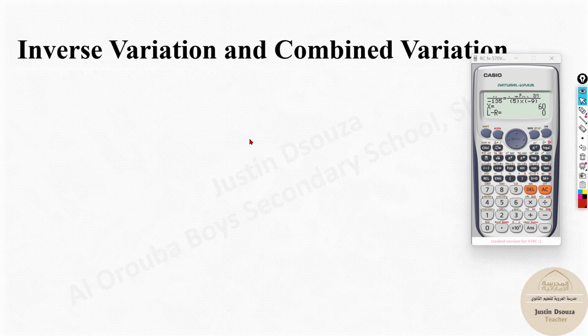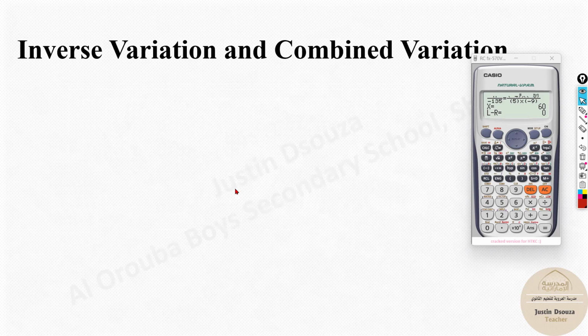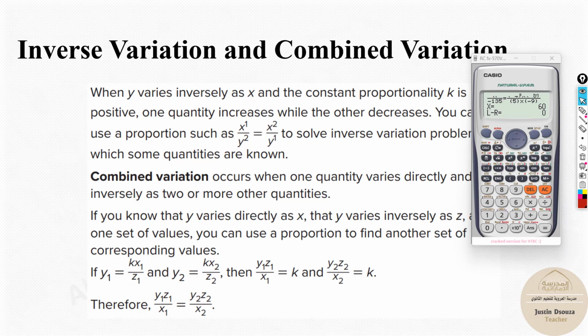Now let us see inverse and combined variation. Basically inverse variation is something that is inversely 1 by x. This k cancels out, so you can just write 1 by x, or you can write xy. It's up to you, but it's really easier to understand by 1 by x, okay? So now combined would be, one would be directly varying, one would be inversely varying, okay?